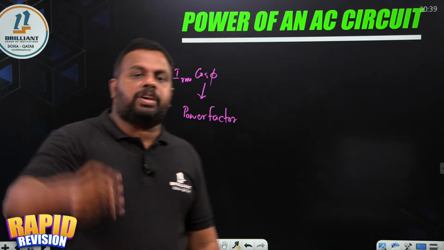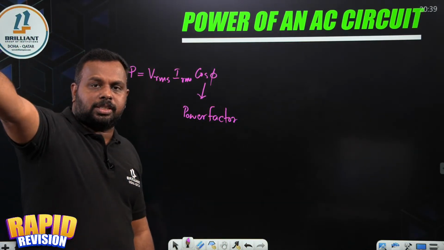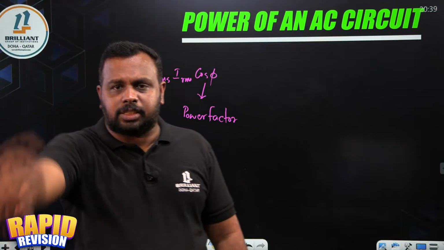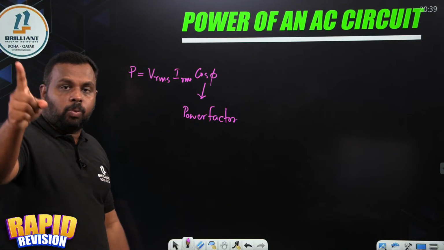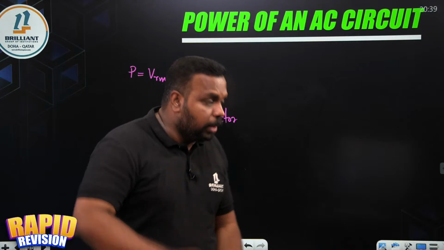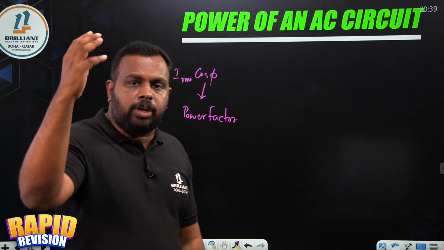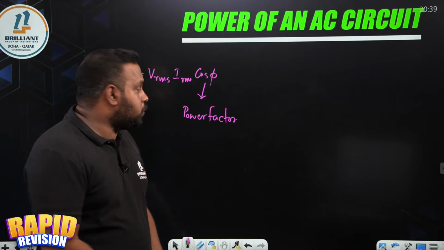Tell me, what is the power factor for a resistor only circuit? For a resistor only circuit, phi value is how much? Phi value is 0. Cos 0 is what? 1. So power factor is 1. It's unity for a resistor only circuit. But at the same time, for inductor only and capacitor only circuit, the power factor will be what? 0, because phi value is pi by 2.